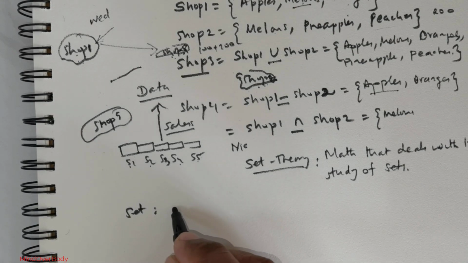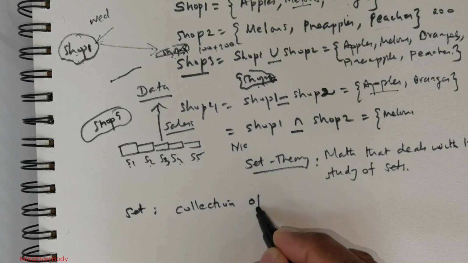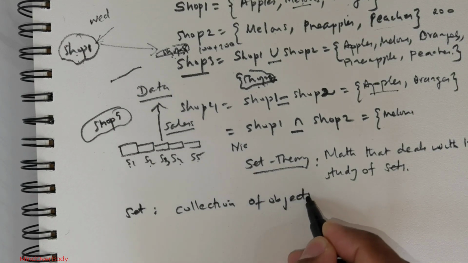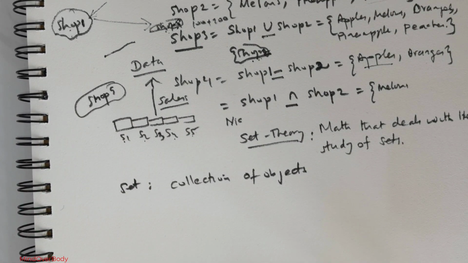A set is nothing but a collection of objects. Collection of objects. It can be anything. It can be apples, melons, oranges. It can be cycles, tubes, brands of cycles. It can be vitamins, different categories of vitamins, different brand names of vitamins. It can be cars, different classifications and types of cars, and so on and so forth. All these things are classified as a set.